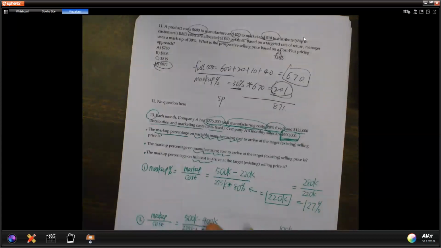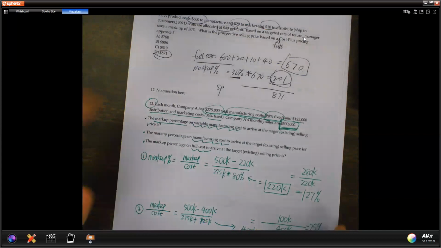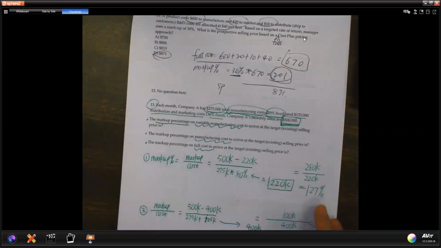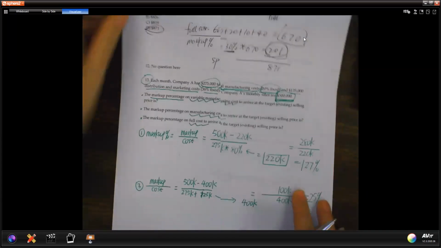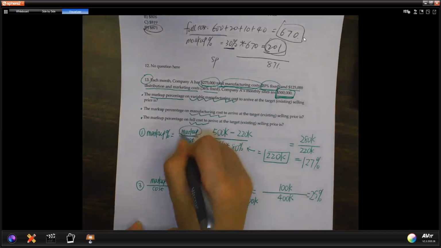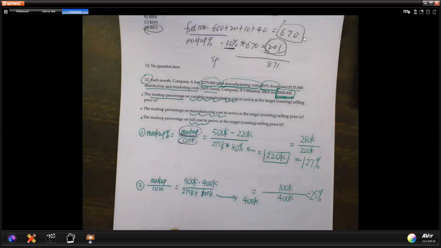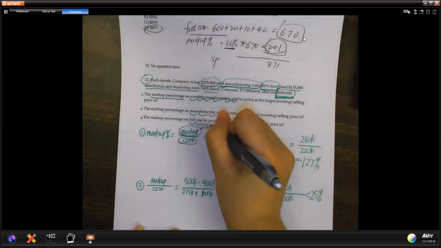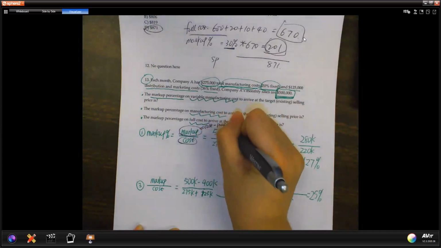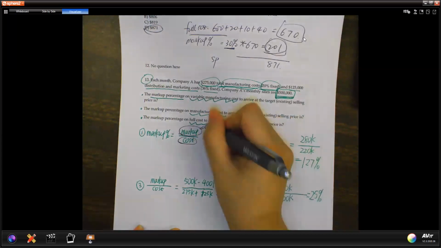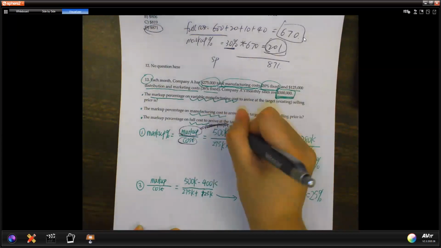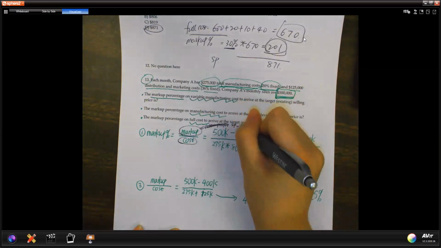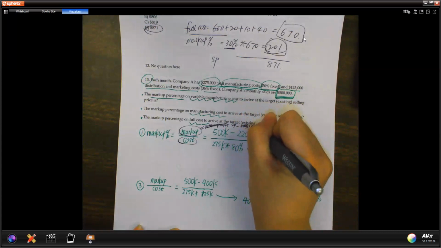Question 13, talking about what the markup percentage is. Sorry, I already have the solution here. Basically, the markup percentage is your markup divided by your cost. How do you get your markup? Your markup is your selling price minus your cost. That gives you the markup.